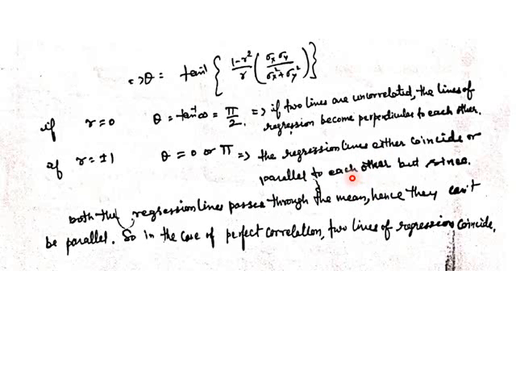Now, we already said in the last slides that both regression lines pass through the mean, and if two lines pass through the mean, they can't be parallel. And if they cannot be parallel, then in the case of perfect correlation, you can directly say that the two lines of regression coincide. It is a very important statement, students. You need to learn this statement. Remember it, because in so many problems we will discuss this.